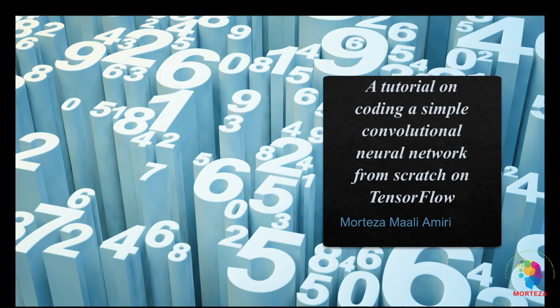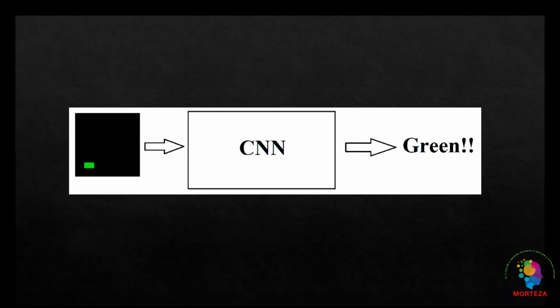As I said, this video is going to be a tutorial on coding a simple convolutional neural network from scratch in TensorFlow, which could tell us the color of the objects. In today's video, I'm going to build a very simple CNN from scratch that tries to tell the color of the rectangle that is inserted into a random place in the image. The size of the rectangle is also chosen randomly. This is a very simple problem, but the purpose of this video is to show you how to build a simple CNN from scratch in TensorFlow and apply it to an example problem.